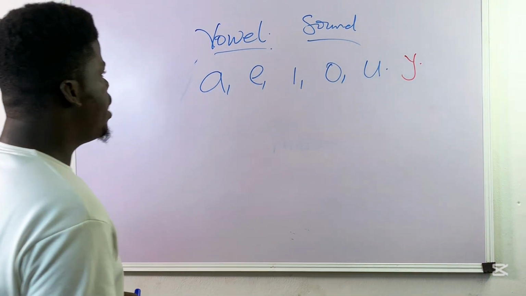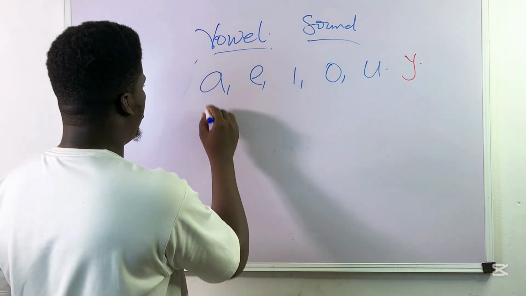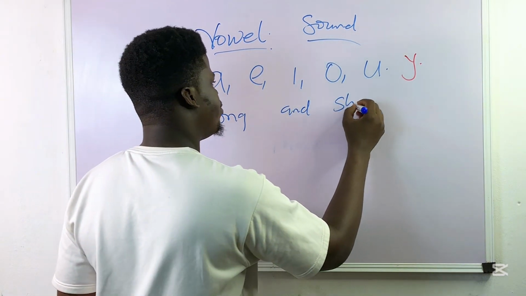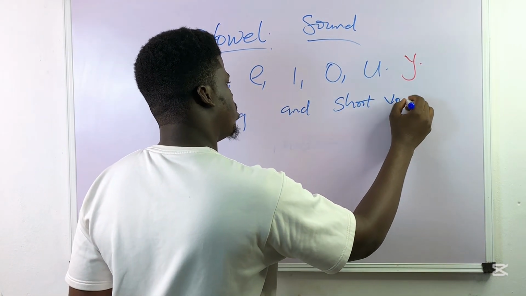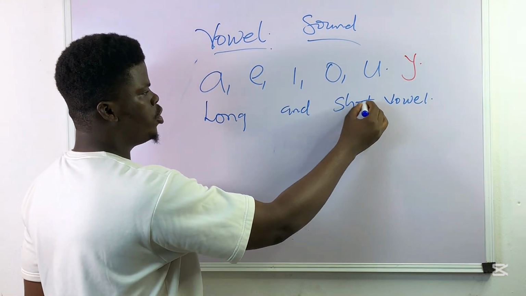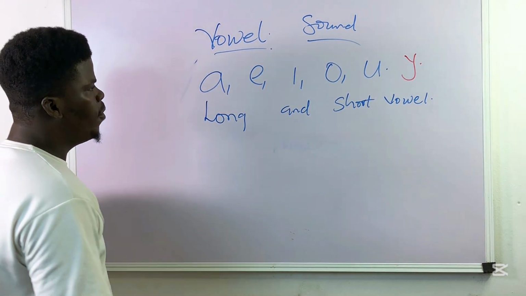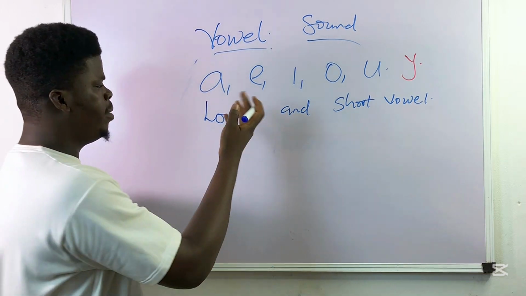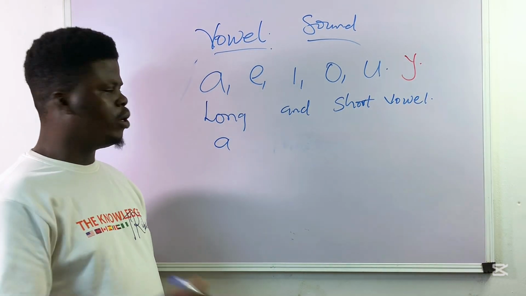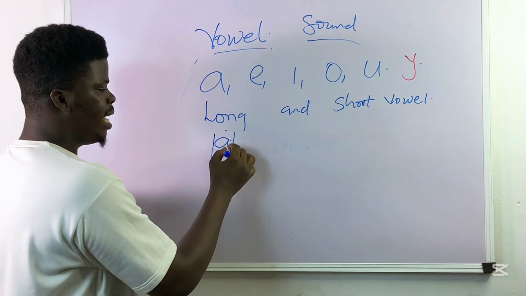Alright, so we have two types of vowel sound. We have the long and we have the short vowel sound. So the long vowel sound simply says the name. I'm not going to make this video complex. I'm not going to be doing things like this and the rest of them.